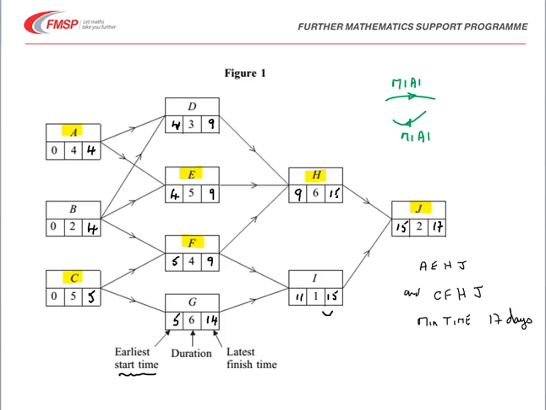We're also asked to look at the float for activity G, and the float time there is equal to 14 minus 6 minus 5. So that gives a total of 3 days float. Each of these parts of the question achieved a single mark, so the 2 critical paths, the 17 days, and the 3-day float were all awarded 1 mark in the exam.